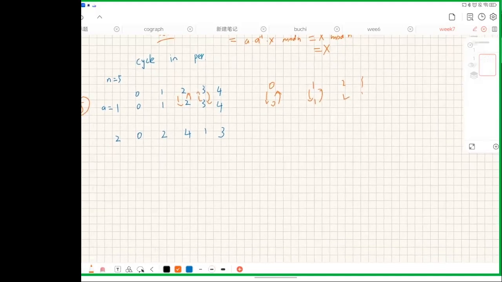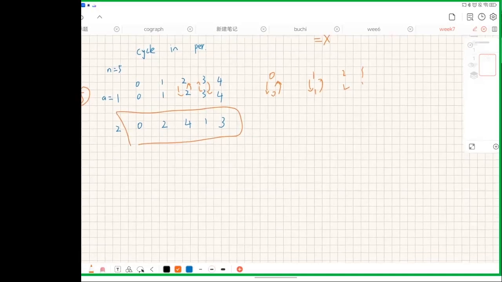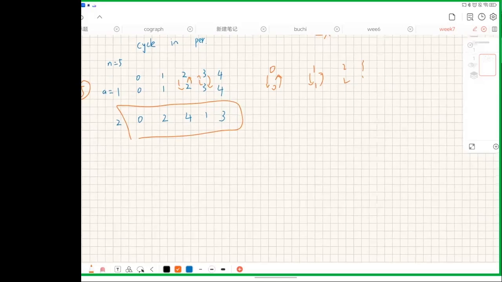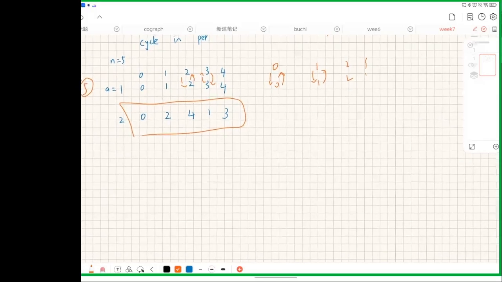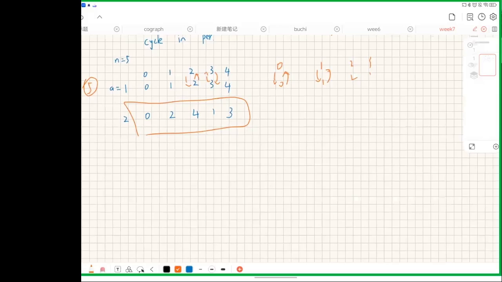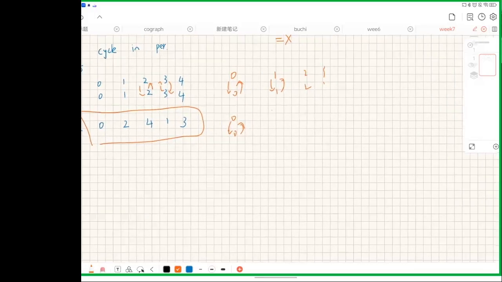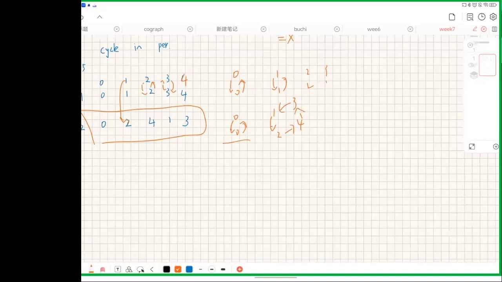And when a equals 2, we have the following results. What happens there? Similarly, 0 is still a circle with 0. But now 1 goes to 2, and 2 goes to 4, and 4 goes to 3, right? And 3 goes to 1. So for now, we have 2 circles here. We only have 2 circles here.